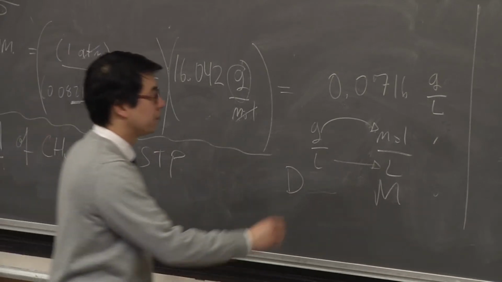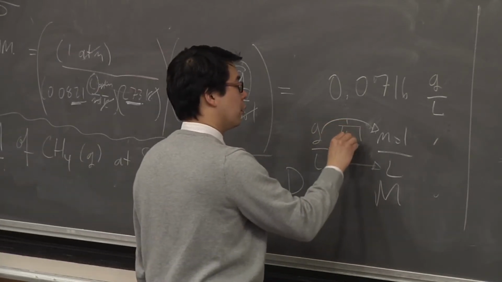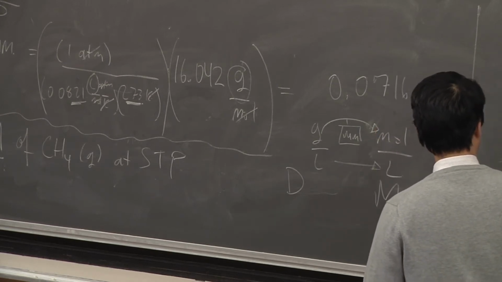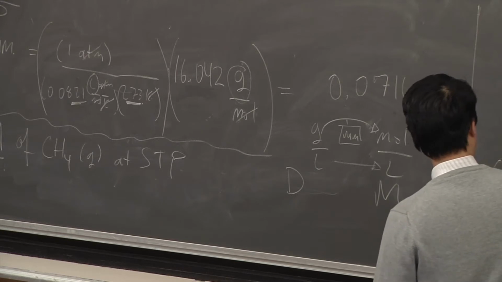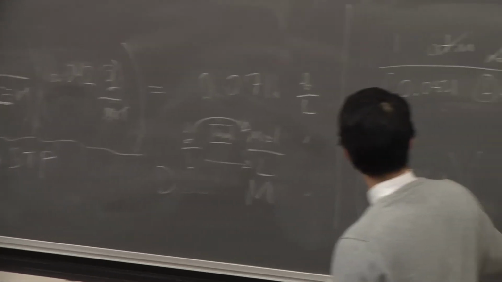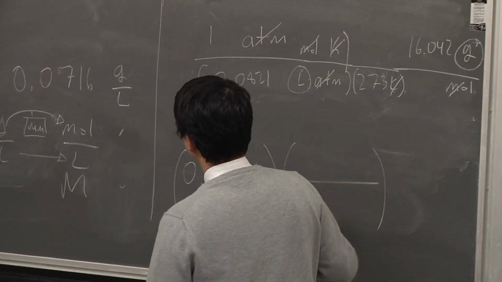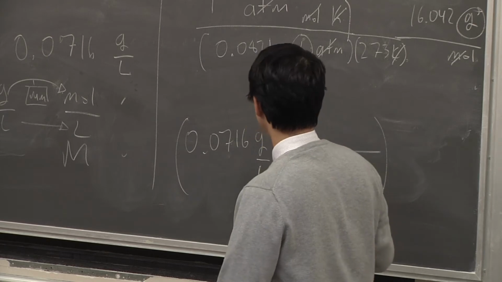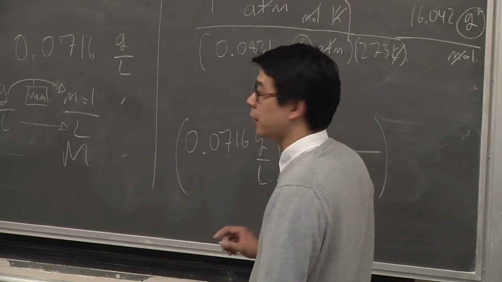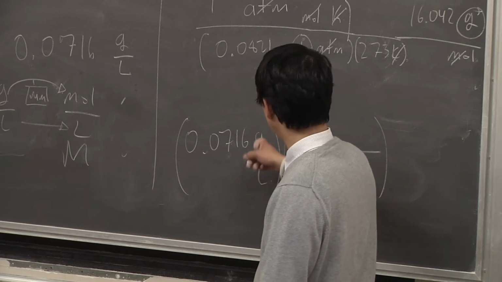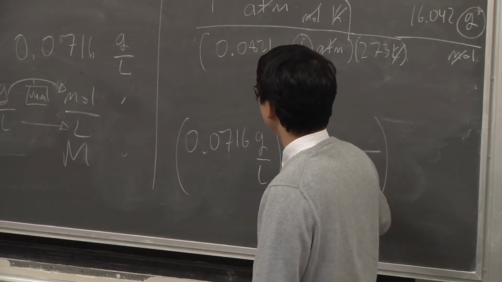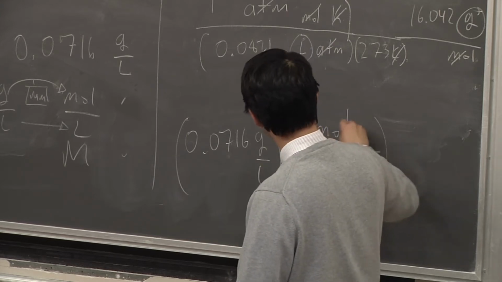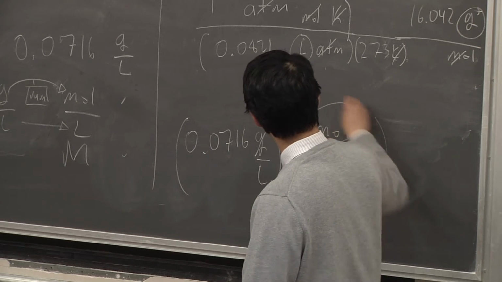Molar mass, right? So here you use the molar mass. So what I'm going to do is take the density, which is 0.0716 grams per liter, and I want to get my grams to moles. How am I going to set this up? Is the 16.042 going to go on the top or the bottom? Bottom. Why is it going to go on the bottom? I want the grams to cancel, right? 16.042 grams per mole. The grams and the grams cancel. I have moles per liter.